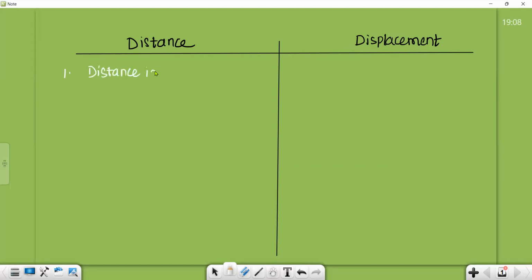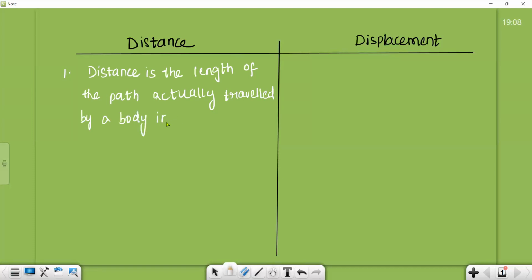Distance is the length of the path actually traveled by a body in any direction. So in any direction, the distance traveled, actually the length traveled by body is called as distance. Then what about displacement? It is the shortest distance between initial and final position.